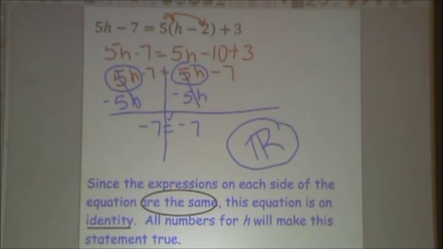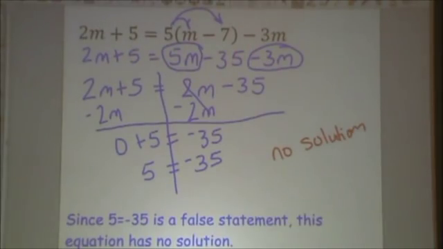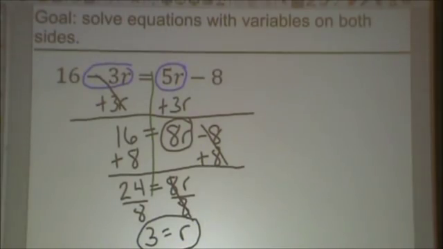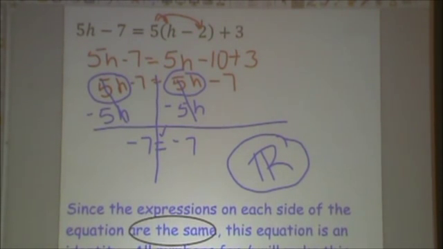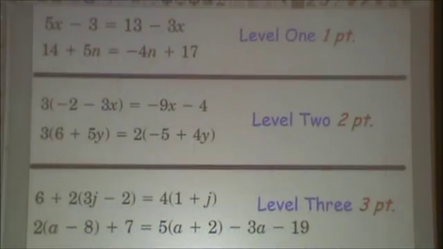Something new. This is some algebra that I'm putting in with you now. So if I get a true statement, that means all real numbers. I can put in any number I want and it'll work. If I get an untrue statement, then that's a no solution. And if I just get something equals the variable, then that's my answer. So those are your three choices when we're solving a problem with equations, variables on both sides. It's either no solution, all real numbers, or we get one number.